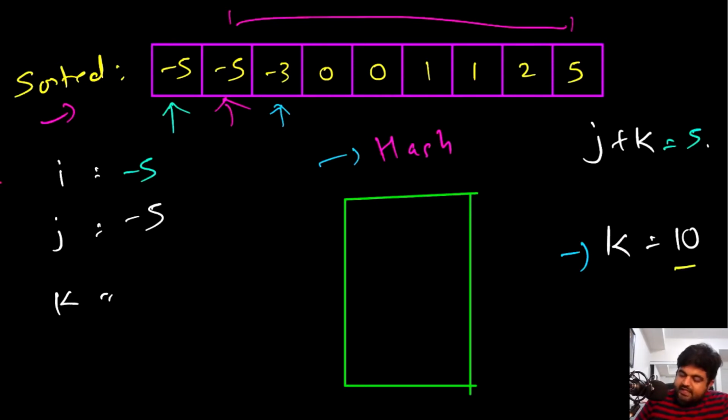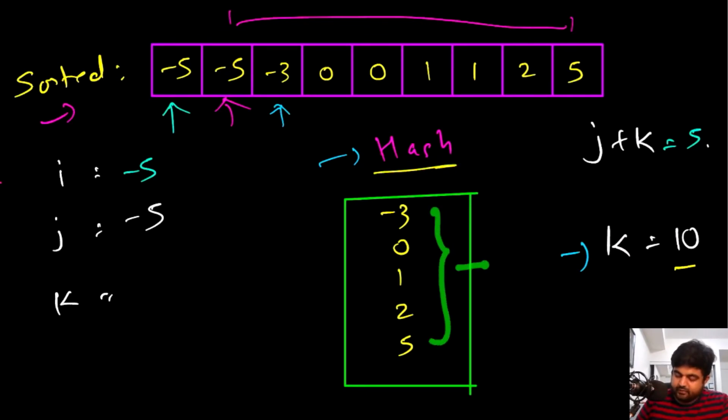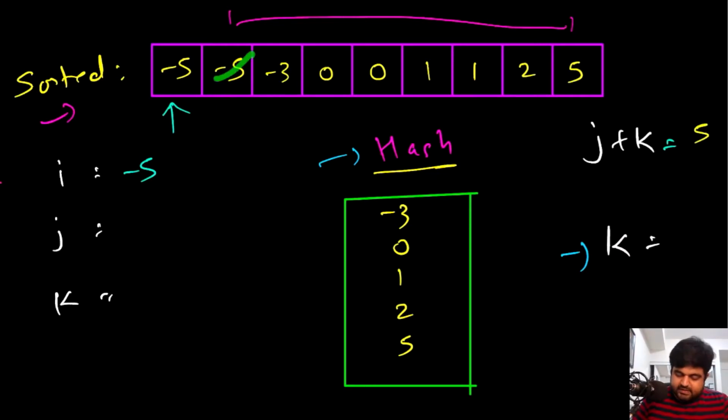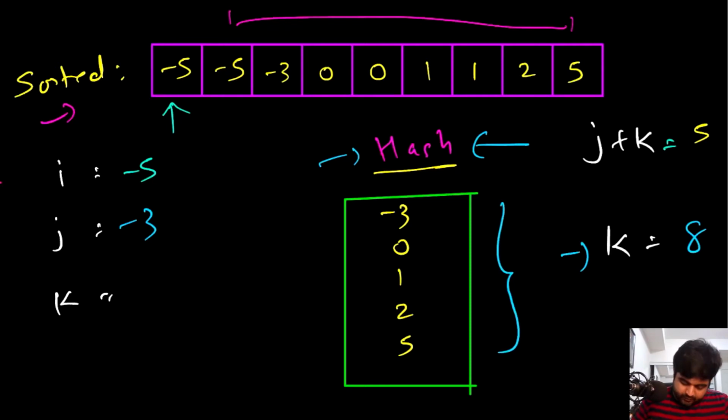Because k equal to 10 does not exist, we add the values to our hash map. And remember, there is a property of a hash set where duplicate values do not exist, so we will only have unique values inside. Since j equal to -5 didn't work, we'll see whether j equal to -3 works. If j is -3, then we need the kth value to be +8. +8 also does not exist, and we can look that up immediately because of this hash set, right?